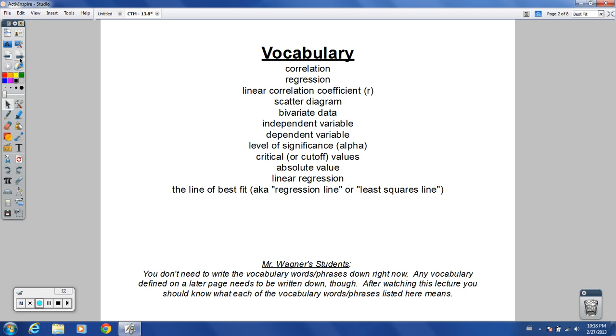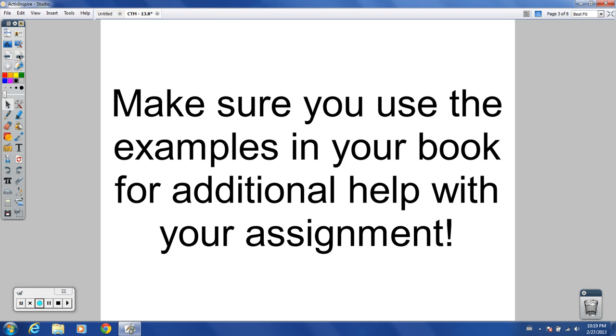We're going to be talking about correlation, linear correlation specifically, and regression, and what all these terms mean as we go through this lesson.